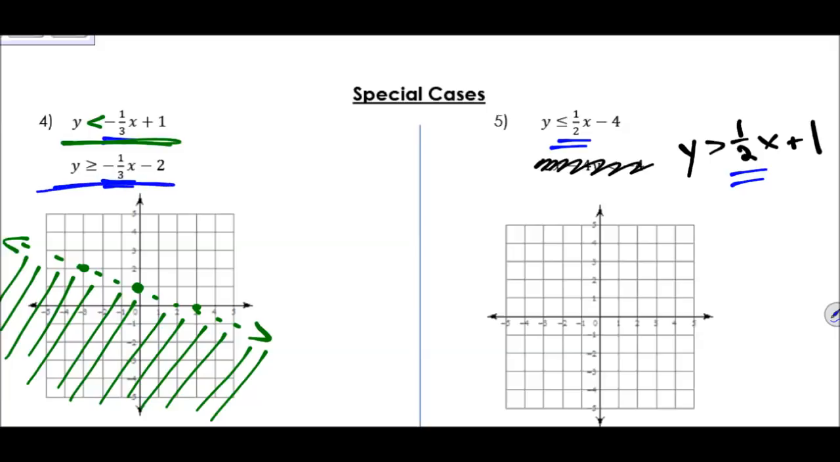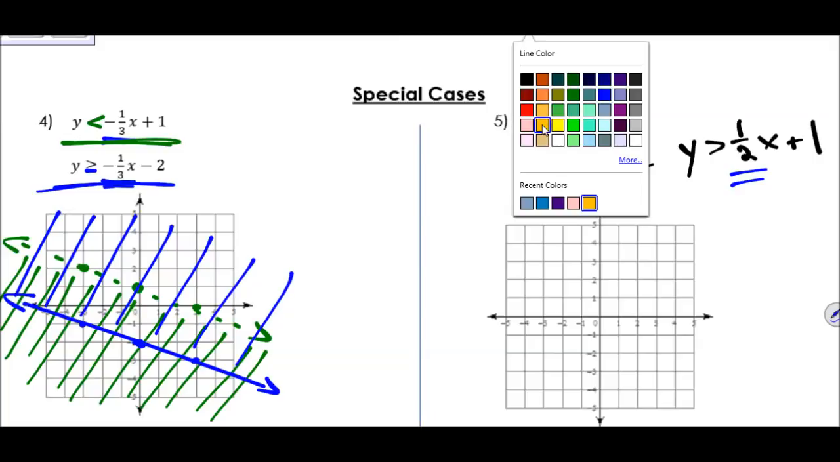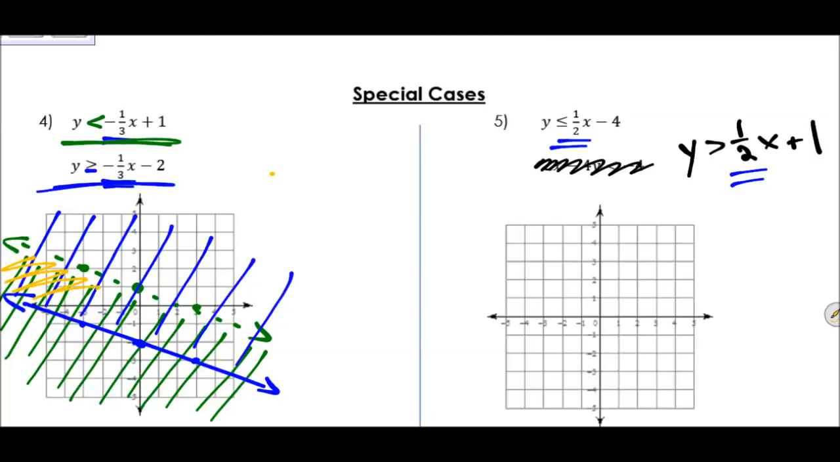That has a y-intercept of -2 and a slope of -1/3. This is a solid line. It's greater than or equal to. And I'm shading above that one. So it's this double shaded area directly in between. Those are the solutions to that system. Anything that's in between there is a solution.